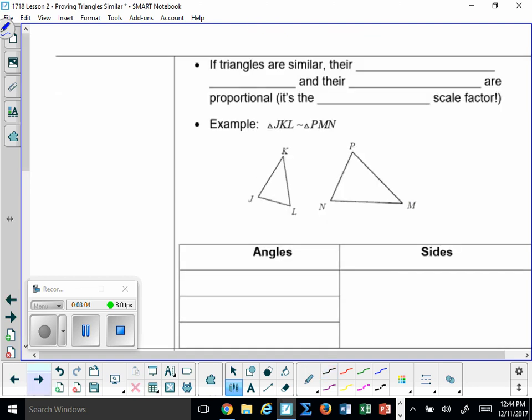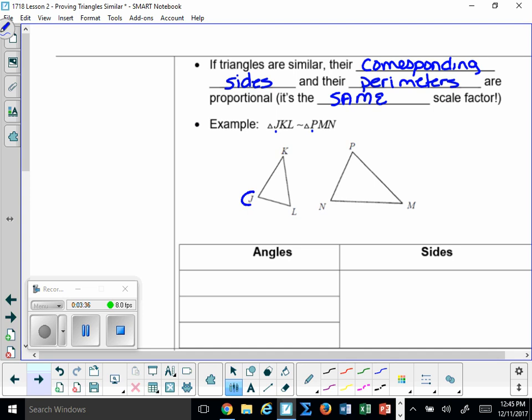So let's take a look here. If triangles are similar, their corresponding sides and their perimeters are proportional. And it's the same scale factor, ladies and gentlemen. That is so important. So here we have triangle JKL, similar to triangle PMN.